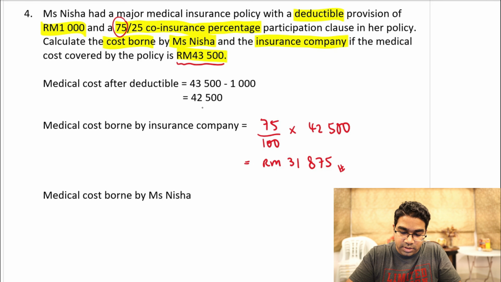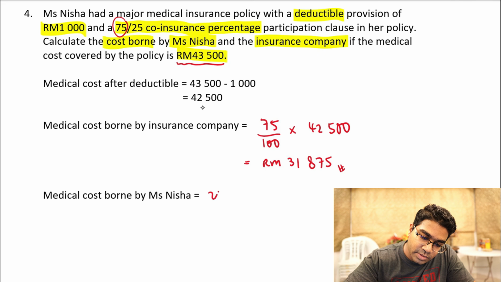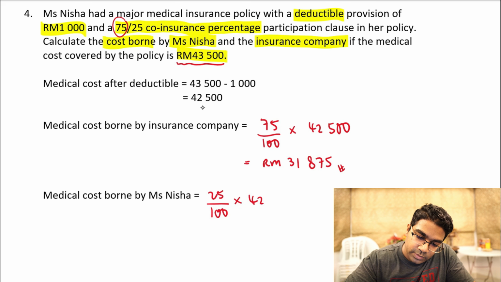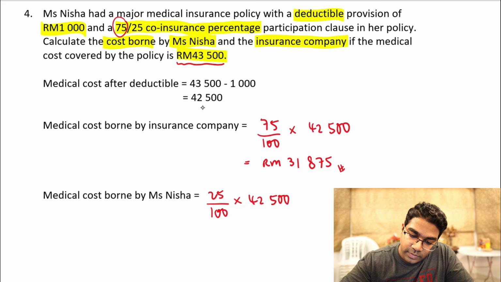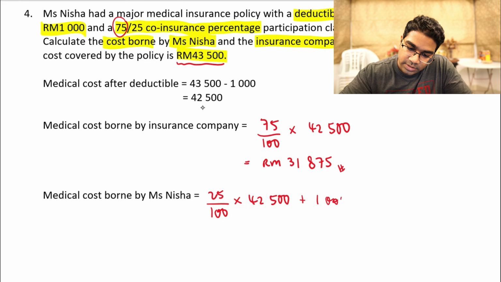And the medical cost borne by Ms. Nisha, who is a policyholder, will be equals to 25% of the bill, which is 25 over 100 times 42,500. But don't forget, the policyholder also has to bear the deductible. So plus the deductible, plus 1,000.